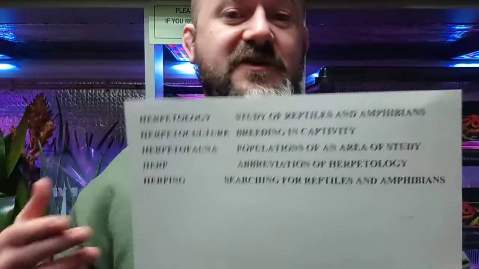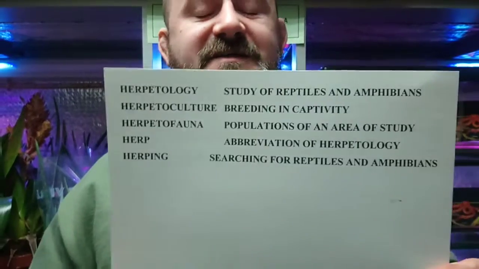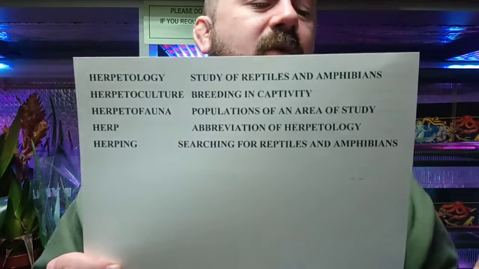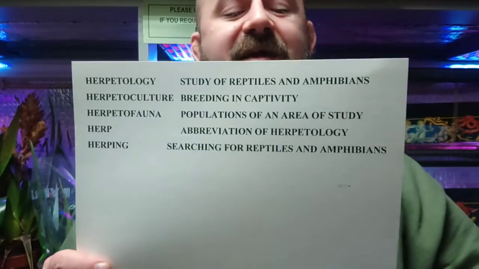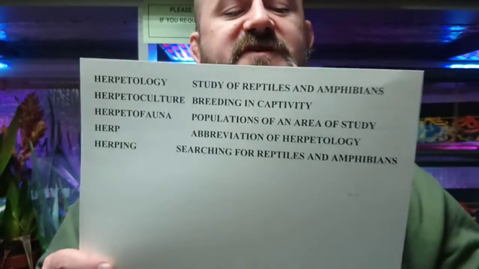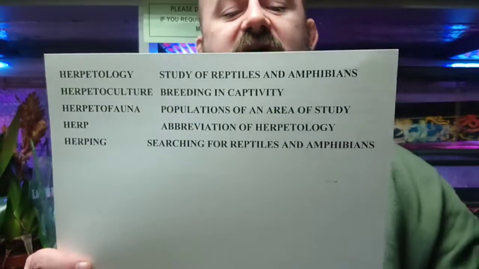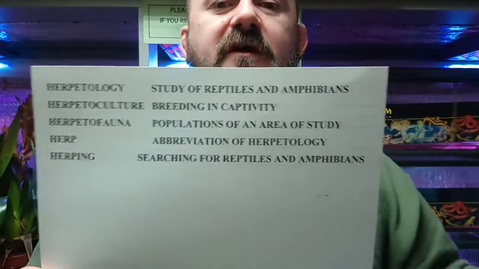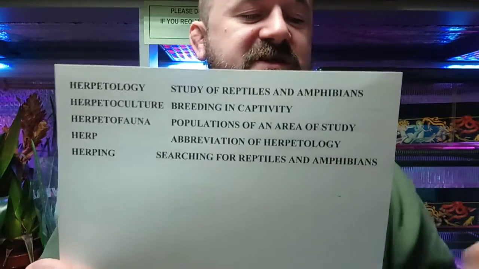So what is it we're studying? What is it we're doing? So these are words that you will come across. Herpetology. That is the study of reptiles and amphibians as a science, including taxonomy, classification, and studying the wild. Herpetoculture is the breeding of reptiles and amphibians in captivity. Herpetofauna is the collective sense of a population of an area of study. So the herpetofauna of Mexico, herpetofauna of Great Britain, etc., etc.